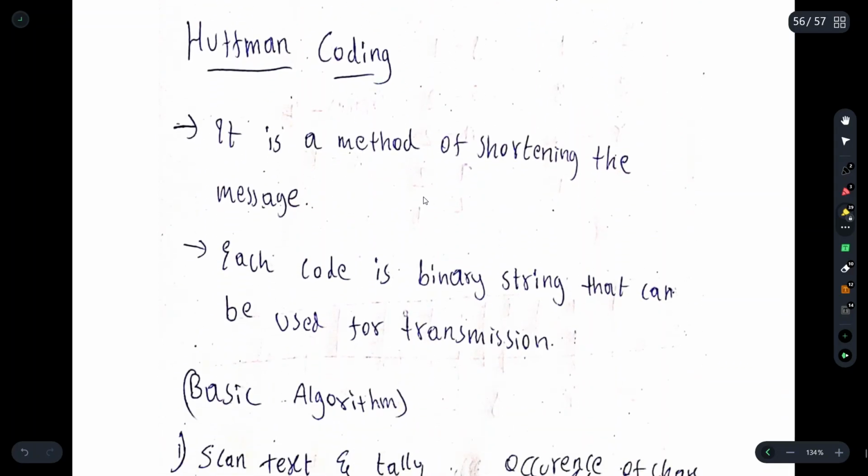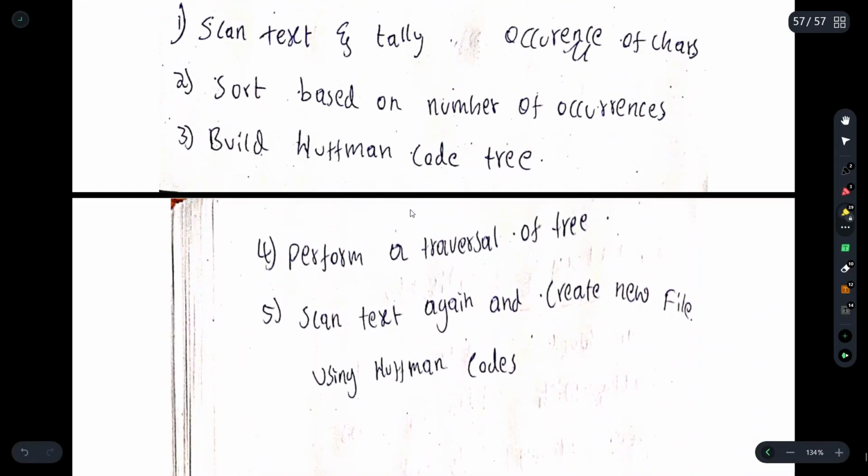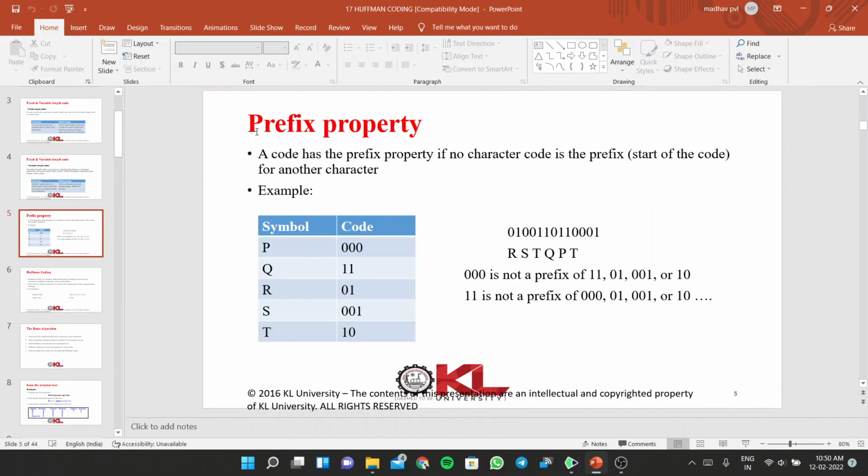So the combination of both of these is Huffman coding. Huffman coding is for the purpose of shortening the message by giving codes for that particular message. I will discuss the application once and then I will get into the topic.